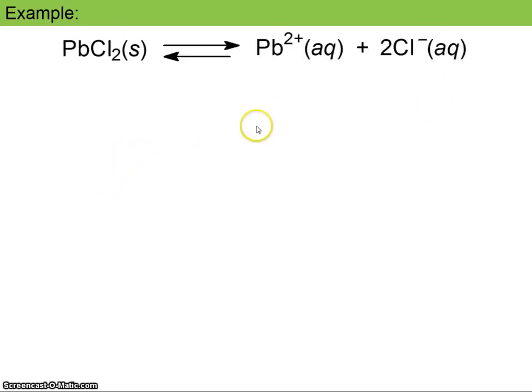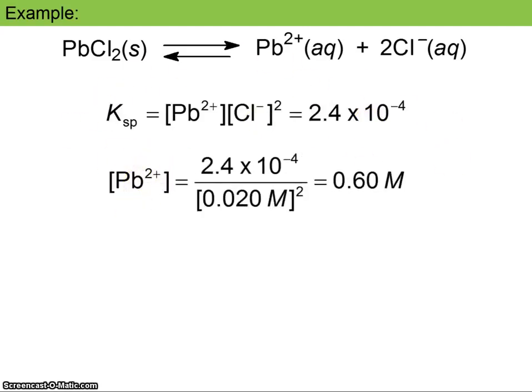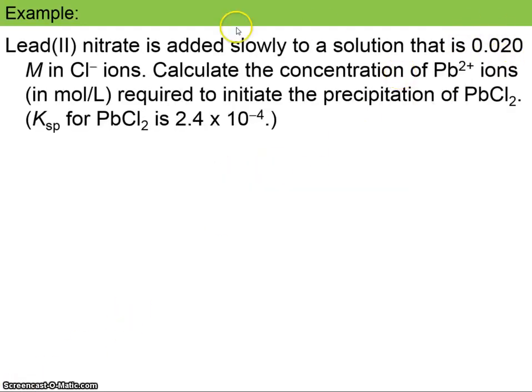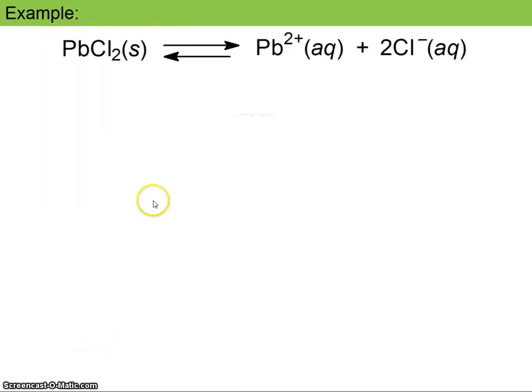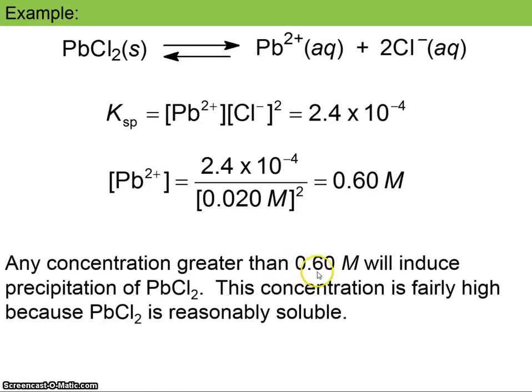Start off with our balanced chemical equation and set up a K expression. We want to figure out when it's going to precipitate. We're going to take our K and divide by the square of 0.02, because that 0.02 was our concentration of chloride ions. We're going to find out how much lead nitrate we need to add. Rearrange this to solve for lead, so 0.6. So a concentration greater than 0.6 molar will induce precipitation of the lead chloride. So you can add a couple of drops until you reach 0.6, then you start to form a precipitate. It's fairly high because lead is reasonably soluble.